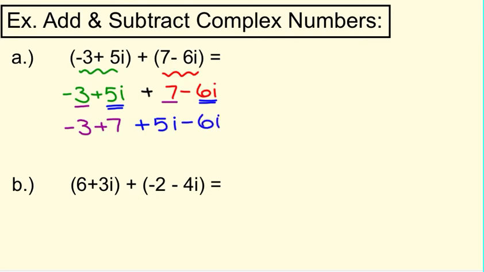And now I go ahead and combine those terms together. -3 plus 7 is 4. 5i minus 6i is -1i. So now adding those two complex numbers together gives us 4 minus 1i.